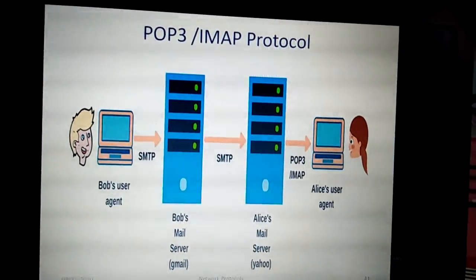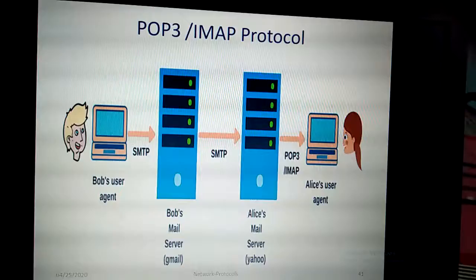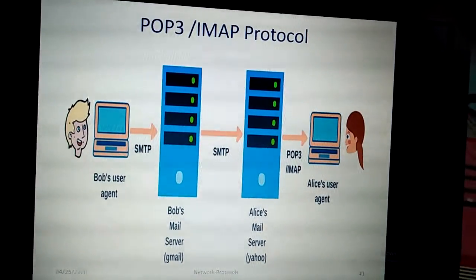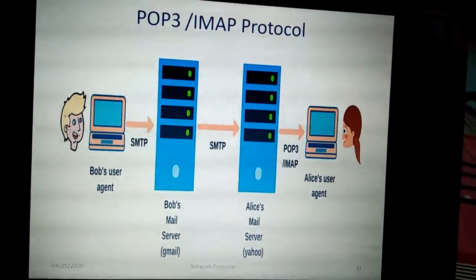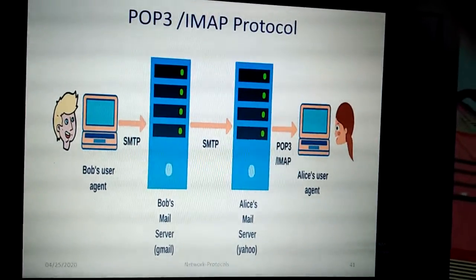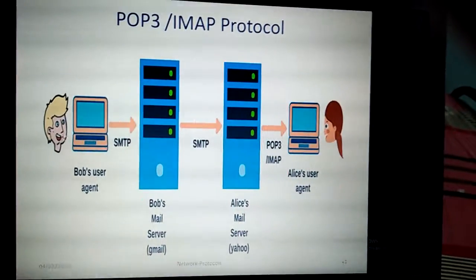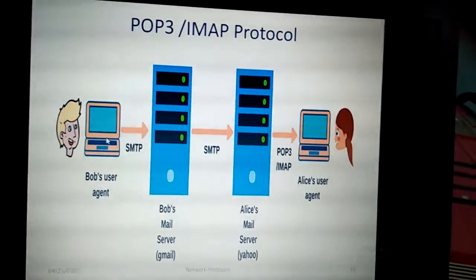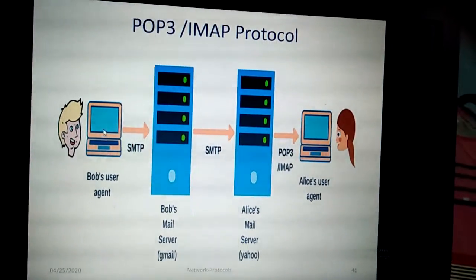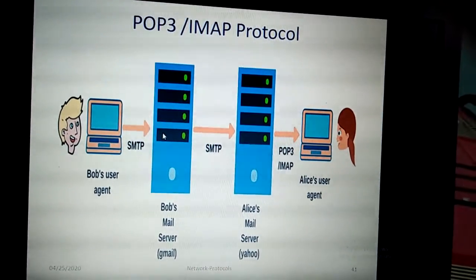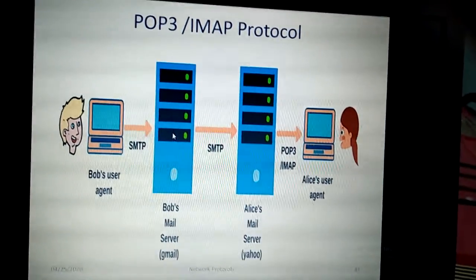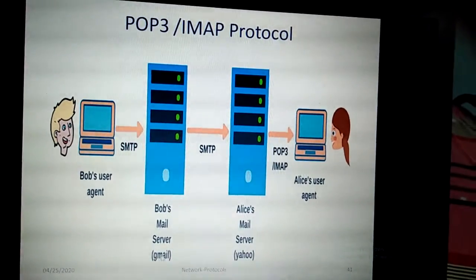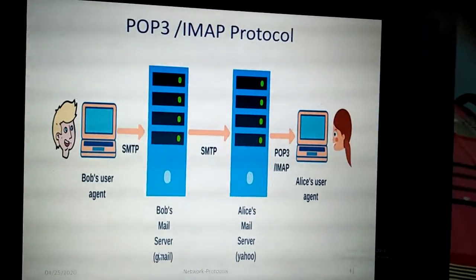Next, as I already said, we will see here how the SMTP server holds the messages and how the other hosts interact with that SMTP server through the POP3 or IMAP protocol. This is the sender machine. From the sender machine, mail is created and that mail is forwarded by the SMTP protocol to the SMTP server. Here the server name is Gmail, that is Bob's mail server, the Gmail server.